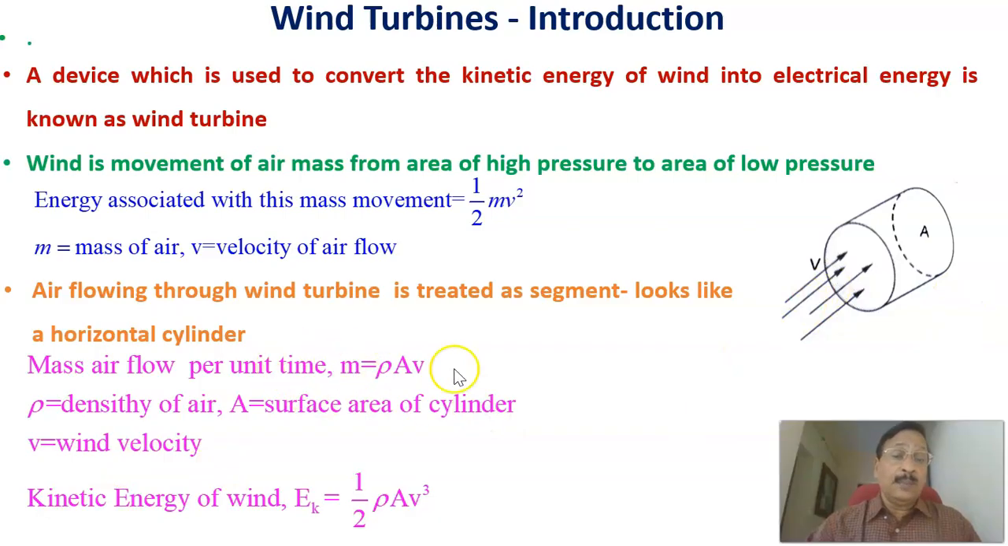Therefore, this is the mass, and if you substitute it in this equation, you will get the kinetic energy of the wind, given by half mv square, which is equal to half into rho A v, with m being rho A v. Therefore, the kinetic energy of the wind, E_k, equals half rho A v cubed.